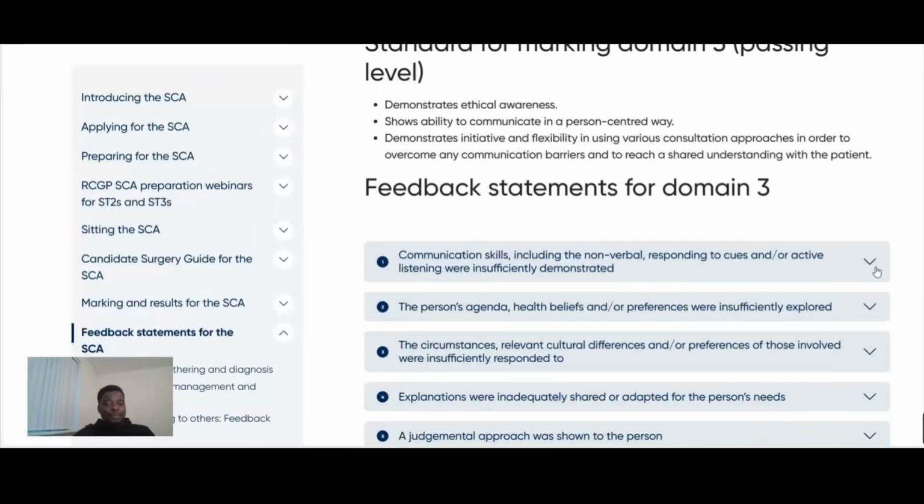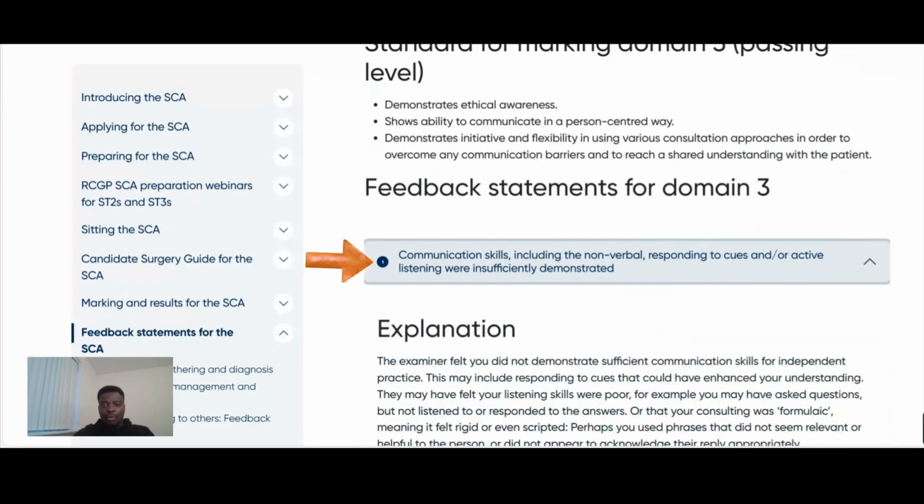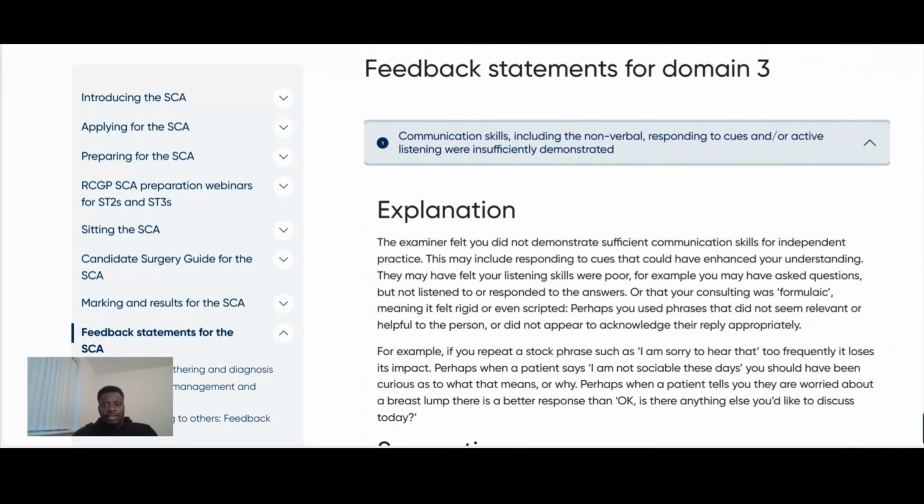Number one is the communication skills, including non-verbal skills. The responses to cues and active listening were insufficiently demonstrated. And what this means is that the doctor did not communicate well. The doctor did not pick up cues that the patient was choosing to release to them.